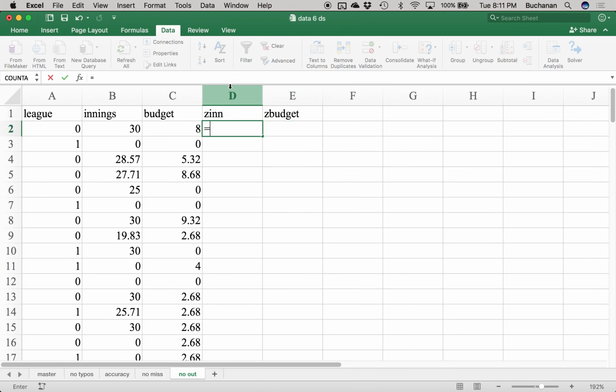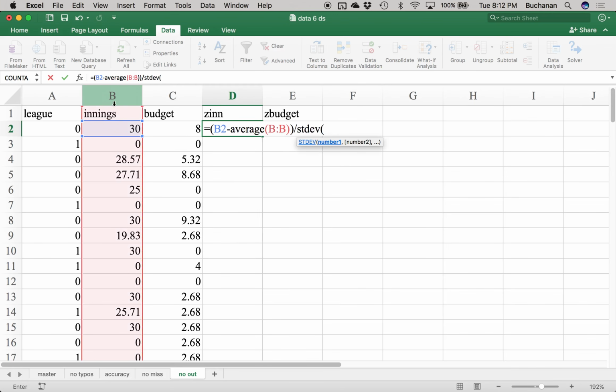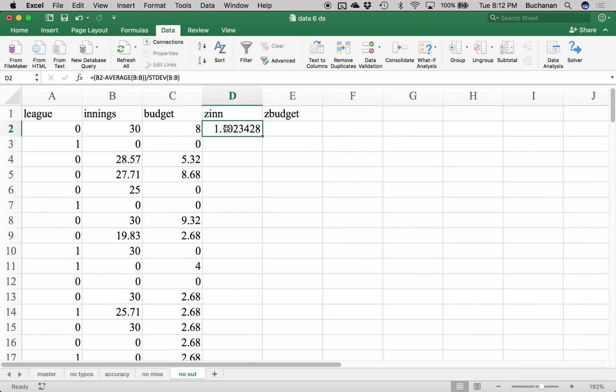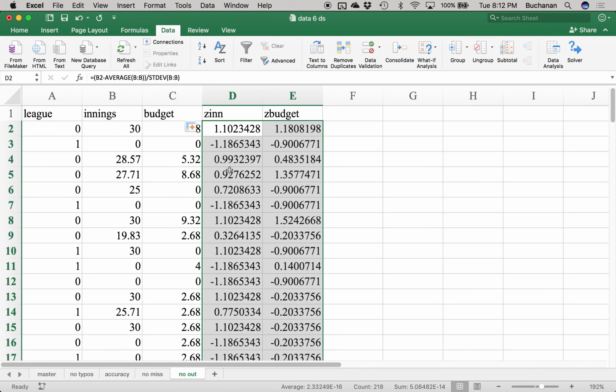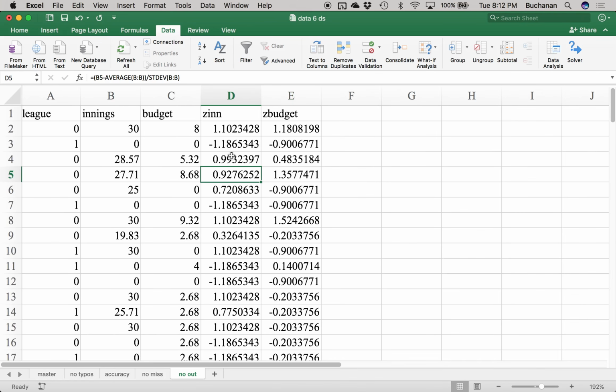So open parentheses, equals, open parentheses, sorry. Click on the first data point, minus the word AVERAGE, open parentheses, click on the whole column, close, close, divided by STDEV, open parentheses, click on the whole column, close, and then hit enter. Remember, you can drag and drop this, so white plus to black plus, drag, and double click. And that shows us that we probably don't have any outliers, but let us highlight in case we do.